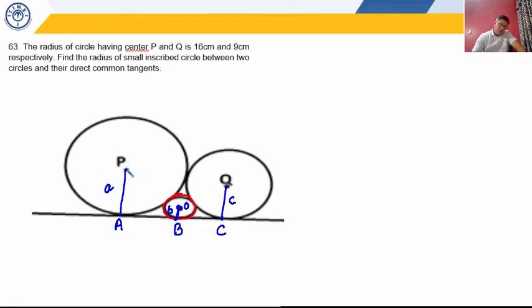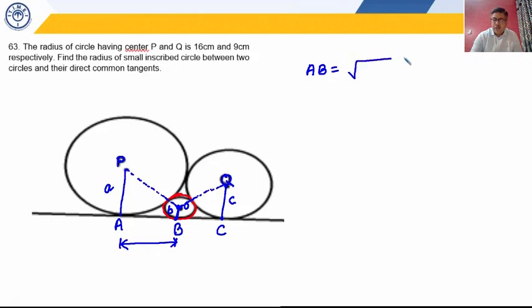If two circles touch each other, then the line joining the centers passes through the point of contact. Now tell me one thing: just forget the circle having center Q, and focus upon P and O. Can we calculate the length of AB? AB is the length of the direct common tangent.